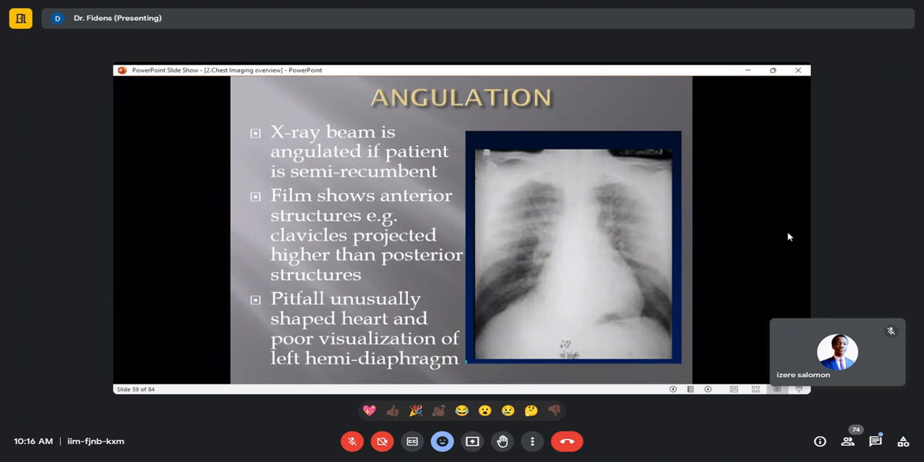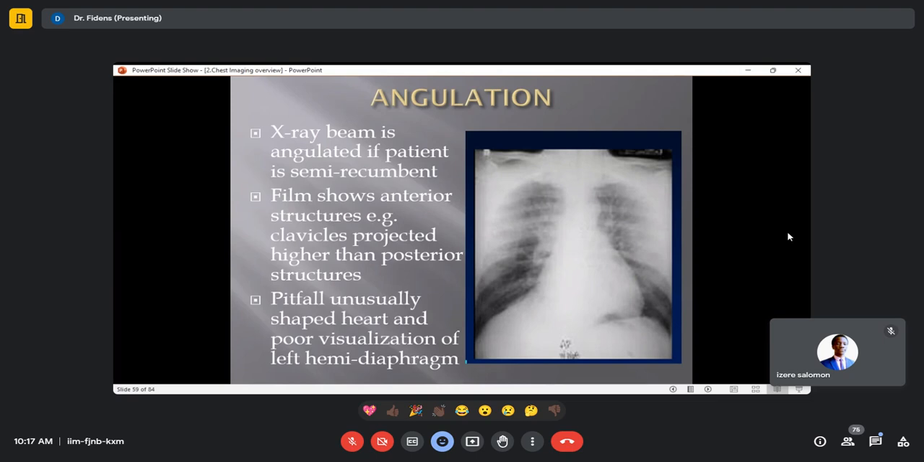By the way, do you understand what opacity is? What is opacity? It's when it looks whitish. Exactly. It's a white area, an abnormal one. Opacity, we use it to describe an abnormal appearance of something, either in the lung or somewhere else.